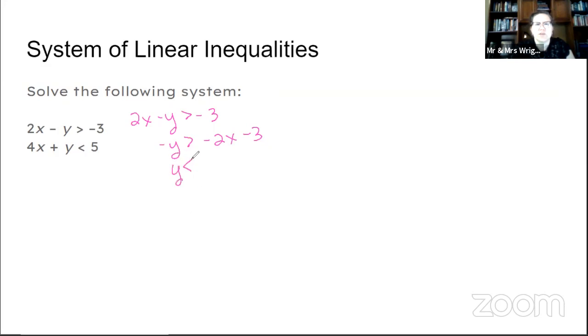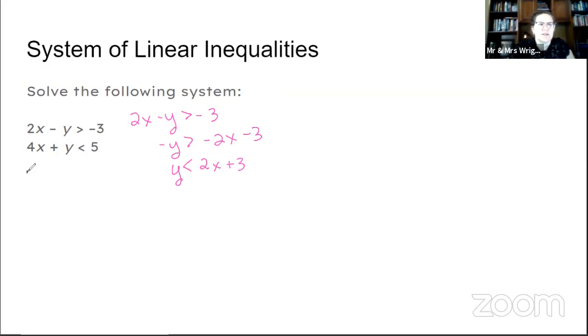So y is going to be less than positive 2x, because if I divide this side by -1, I have to divide all of my terms by -1. So positive 2x and positive 3 now. Those are my two new terms.